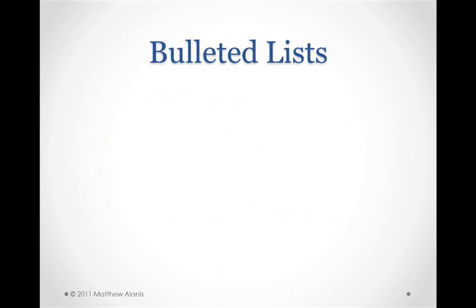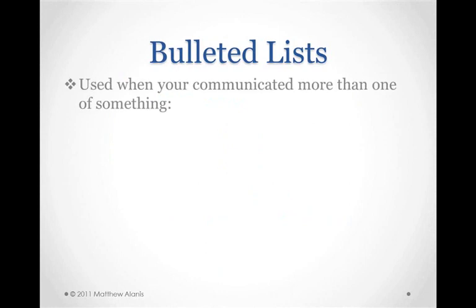All right, let's talk about bulleted lists. Bulleted lists are very important and fairly underutilized. The reason they're important is they're a great way of communicating more than one of something. If you have a lot of things to communicate, rather than writing a long, drawn-out sentence that's going to be 30 words long and very disengaging, why not break it up a little bit so you're communicating the same thing but making it easier for the reader to grasp it?